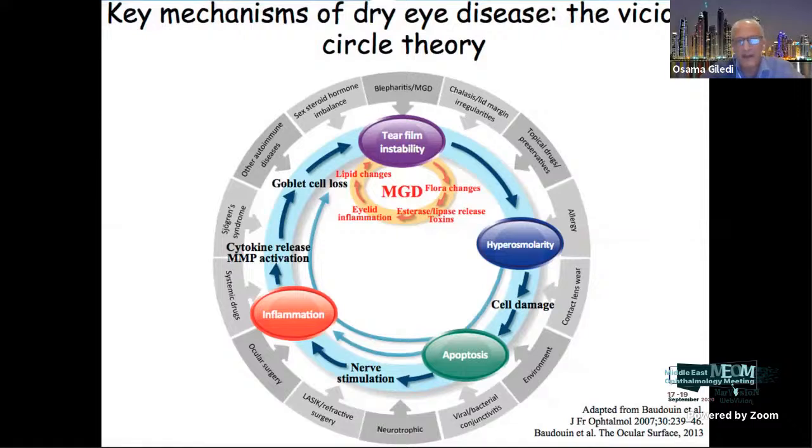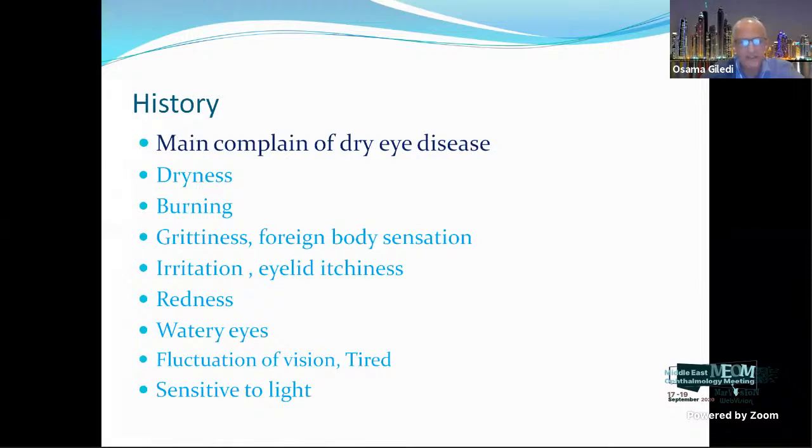As you know, dry eye is a vicious cycle: tear film instability causes hyperosmolarity, apoptosis, and inflammation, and inflammation creates more instability. The same applies to meibomian gland dysfunction. So it's very important to treat dry eye to prevent this vicious cycle. When patients come to the clinic, we usually ask about the history. Do they have complaints of dryness, burning, or a gritty sensation?